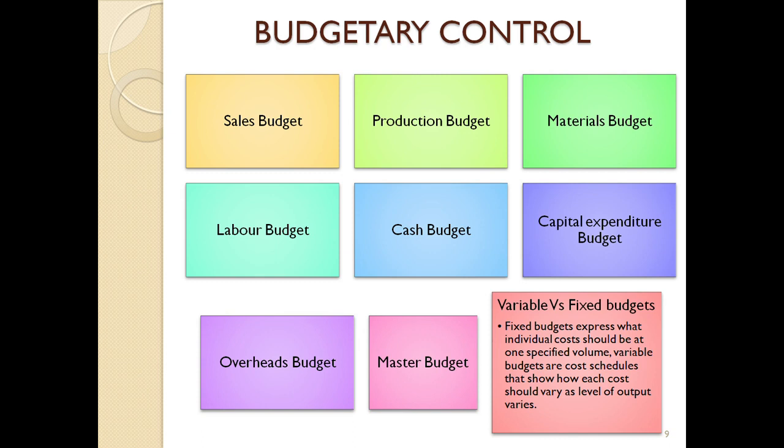So what is the production cycle? What are the seasonal fluctuations? What are the sales targets? What kind of timings are there when the orders will be received or given?